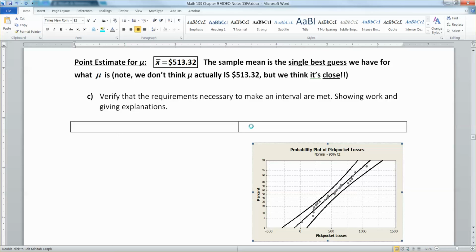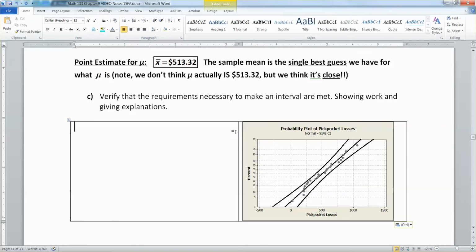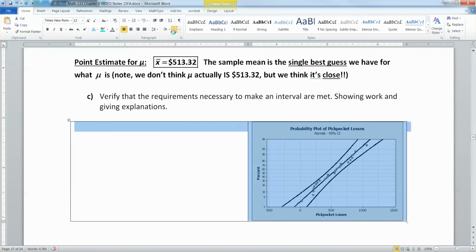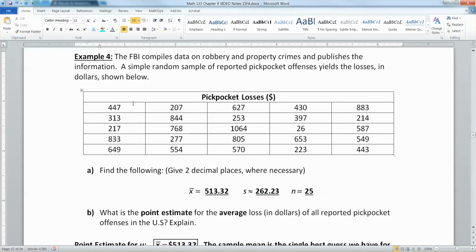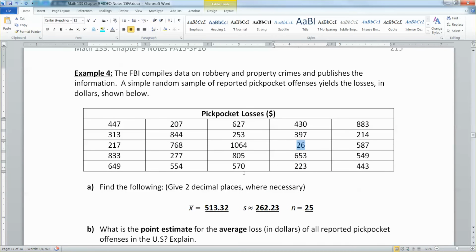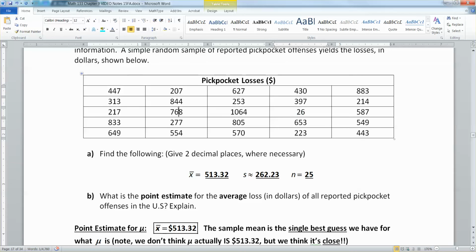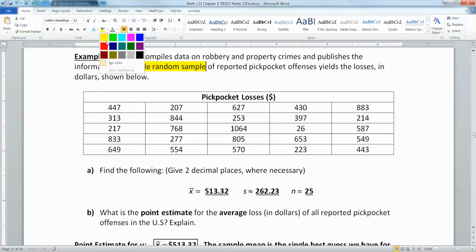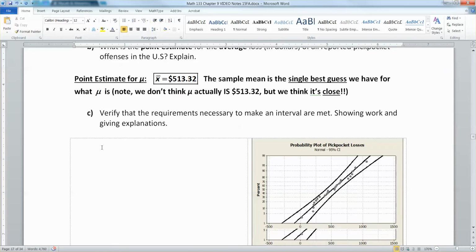So the first condition was that it was a simple random sample, which it is more or less. It's a simple random sample of what's reported to the FBI. And I don't know if you noticed, but these are a lot of high numbers. And that's because in general, if you lose $26, you're not going to report it, right? As a general rule. So the only people that are going to report it are people that lost a lot of money. It's worth their time to report that they lost $844. Okay? But it does say right here, a simple random sample. So we're going to assume for our purposes, it's a simple random sample.